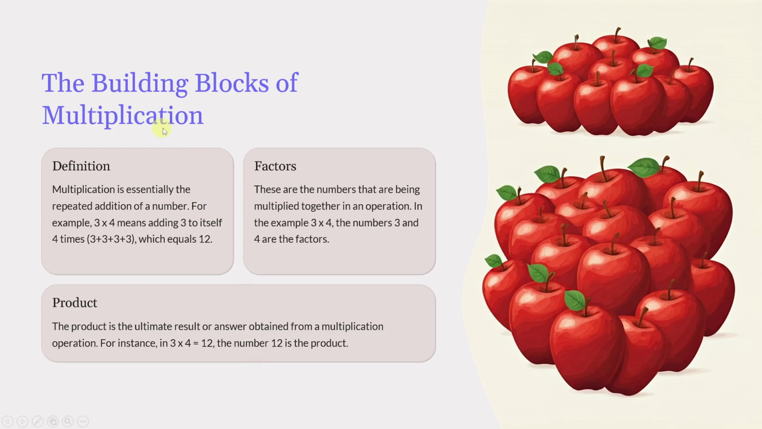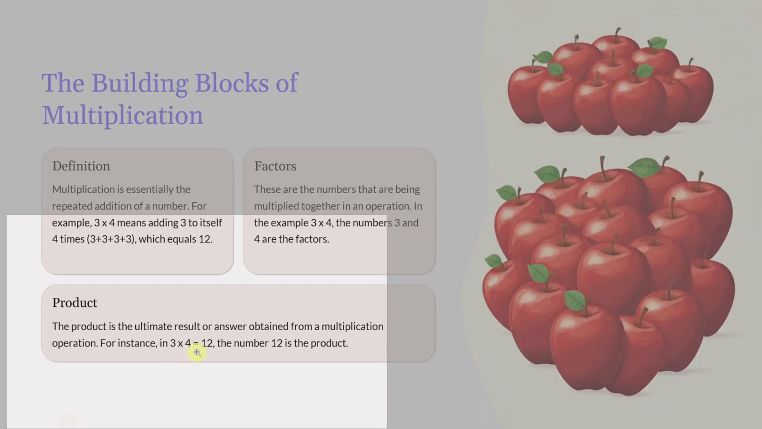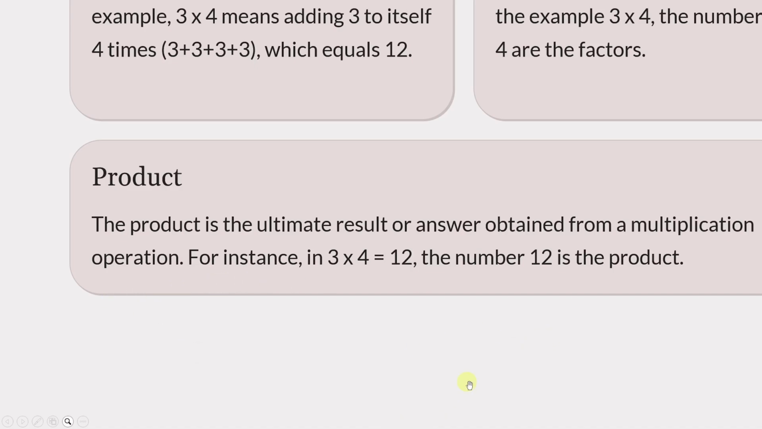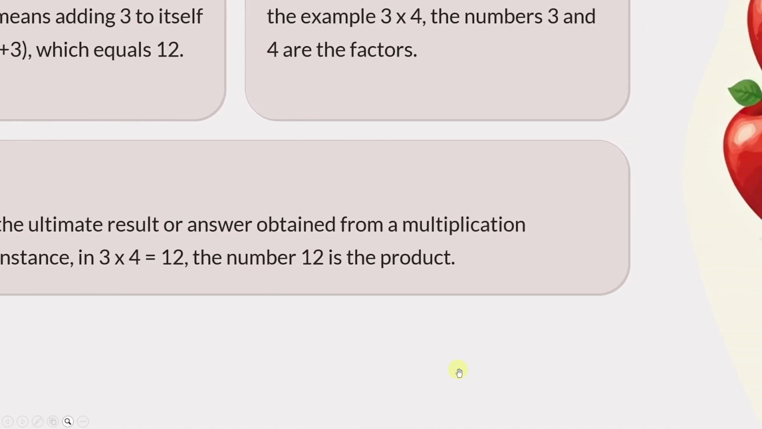The building blocks of multiplication. Definition: multiplication is essentially the repeated addition of numbers. For example, 3 times 4 means adding 3 four times: 3 plus 3 plus 3 plus 3 equals 12. Factors are the numbers that multiply together in the operation. In the example 3 times 4, the numbers 3 and 4 are the factors. The product is the ultimate result of a multiplication operation. For instance, in 3 times 4 equals 12, the number 12 is the product.